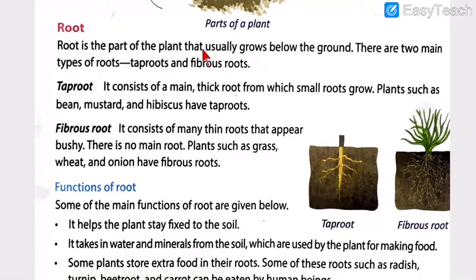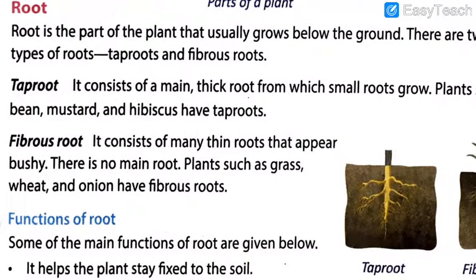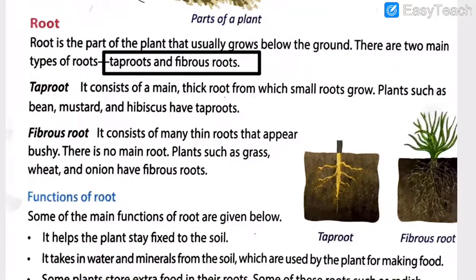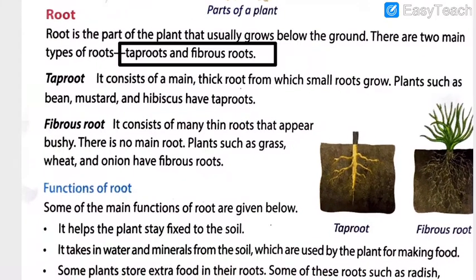Root is the part of the plant that usually grows below the ground. So there are two main types of roots, taproots and fibrous roots. Now here basically there are two types of roots, taproots and fibrous roots. So this is what you have to remember, taproot and fibrous roots. These are the two types of roots mainly you can see. Let us understand what is taproot and what is fibrous root.